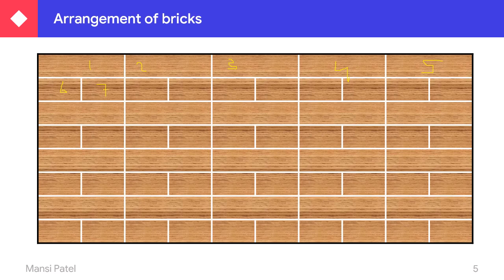So 6 and 7. Then it's 8 and 9. It varies from nation to nation, and it is also different from construction to construction, the arrangement of brick. This is the simple arrangement of brick.